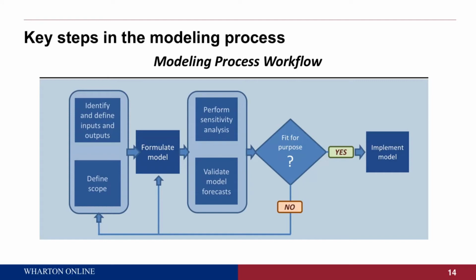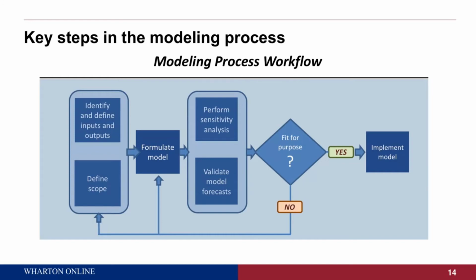Now, if it's not fit for purpose, if you're not happy with your model, then you're going to go back and revisit some of the initial steps. Maybe you need some additional inputs. Maybe you've been using your model out of scope, and so you need to redefine your scope. And certainly, you might need to reformulate the model as you realize, for example, that an important variable had been missed out of the model. And so it is an inherently iterative process, this model building.